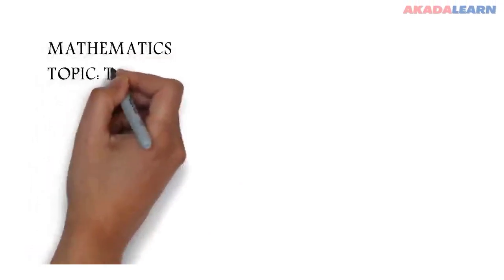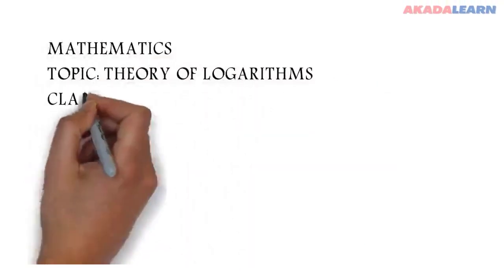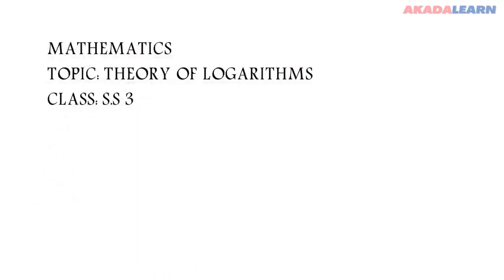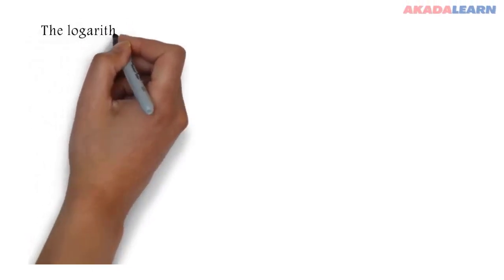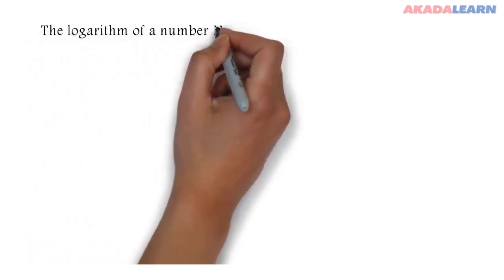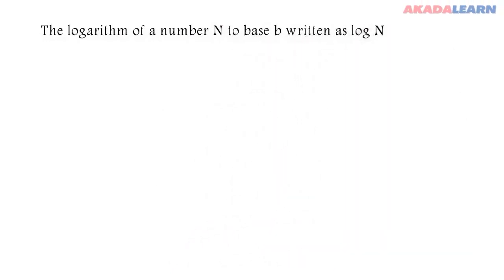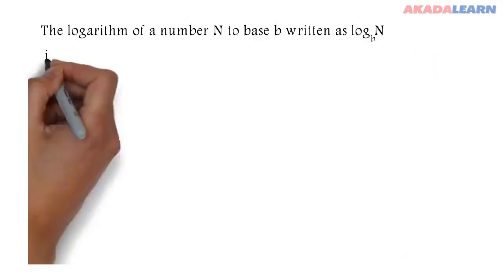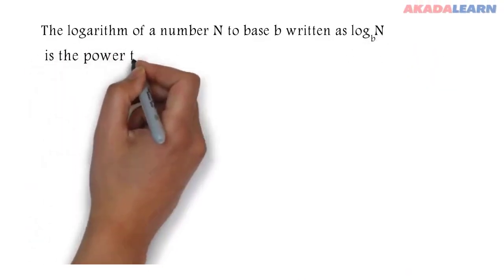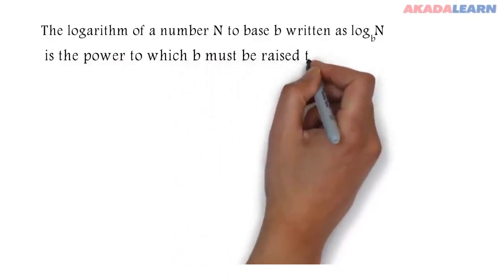In today's lesson, we are going to be seeing how to convert from logarithm to indices and how to solve logarithmic equations. So first of all, let's start with the definition of logarithm. The logarithm of a number, let's say n to base b, written as log n base b, is the power to which b must be raised to obtain n.